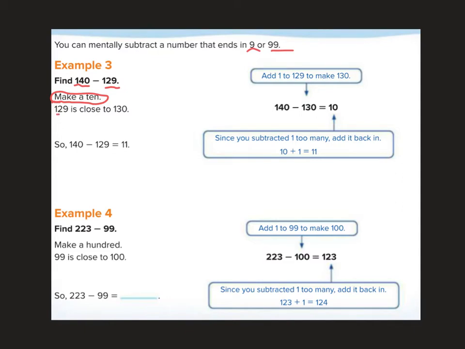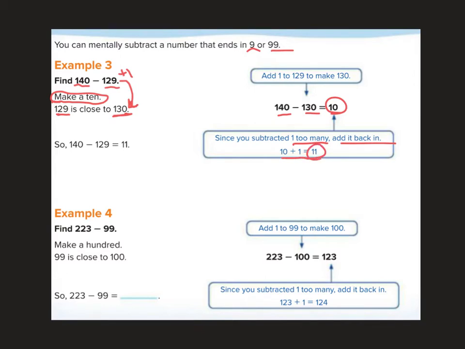So I noticed that 129 is close to 130. So what I'm going to do is I'm going to change 129 into 130. Okay, so I'm going to add 1 to it. So I'm taking away 1 too many. Okay, so if I take 140 minus 130, I get 10. But we subtracted 1 too many, so I need to add it back in. Oh, this is kind of tricky, you guys. So I would take 10 plus 1 to get 11.